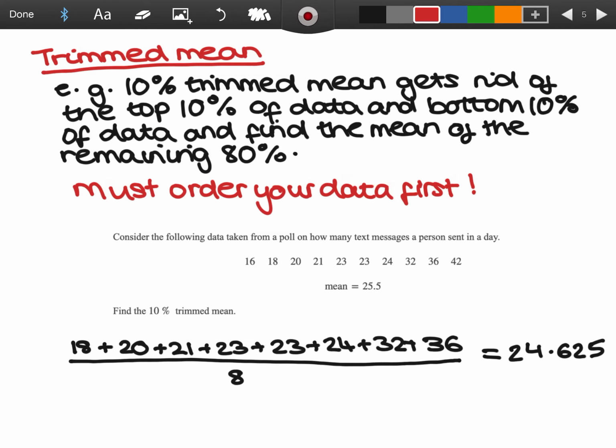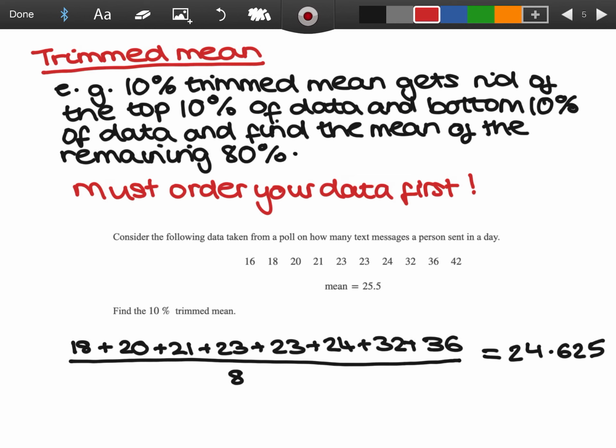So make sure that you order your data first, and then you can do the trimmed mean, whether it be a 10% trimmed mean or a 20% trimmed mean. If it's 20%, you just get rid of the top 20% and bottom 20%, and then you look at the mean of the remaining 60%. Okay. There's an example here with 10 data points, looking at how many text messages a person sends in a day.